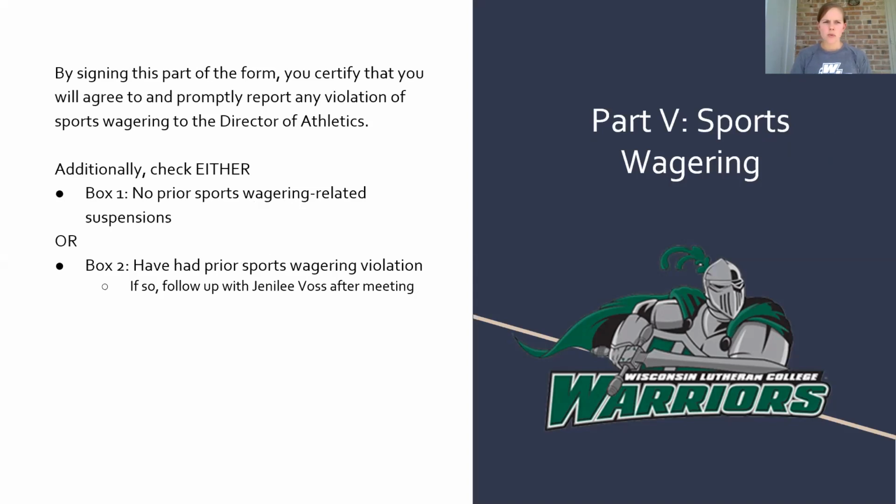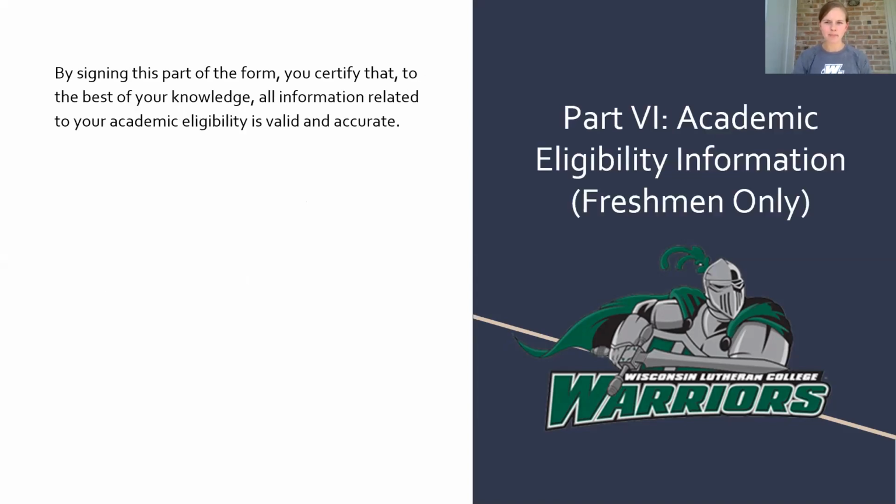Part 5 is sports wagering. By signing this part of the form, you certify that you will agree to and promptly report any violation of sports wagering to the Director of Athletics or myself. Additionally, you'll check either box 1, you have not had any prior sports wagering related suspensions, or box 2, that you have had prior violations, and again, we would have to follow up.